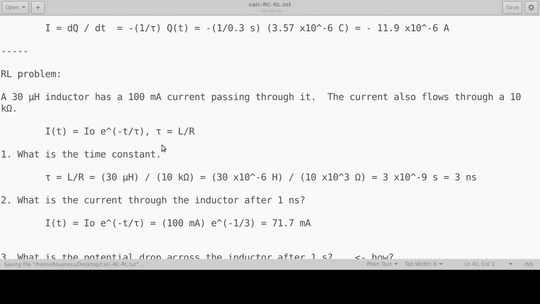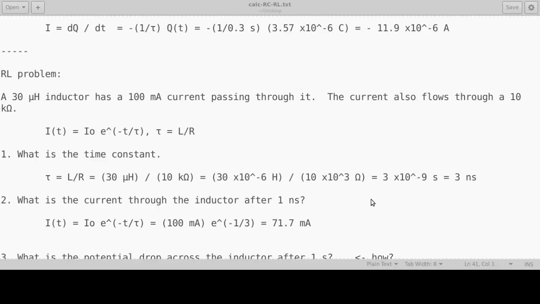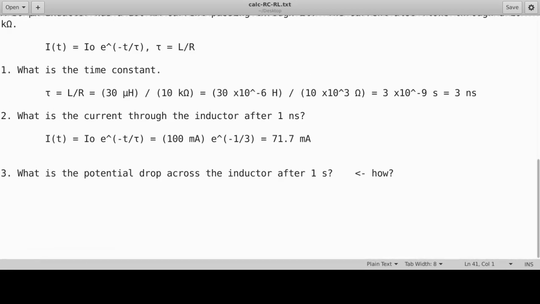Before I go any further, it starts off at 100 milliamps. Okay, and if there were no resistor, it would stay at 100 milliamps. But there's that resistor that's eating away the energy. Okay, and so after 1 nanosecond, we're down to 71.7 milliamps. Okay, so now what? Well, oh, I lost it again. It seems to happen whenever I switch screens. Okay, now what?